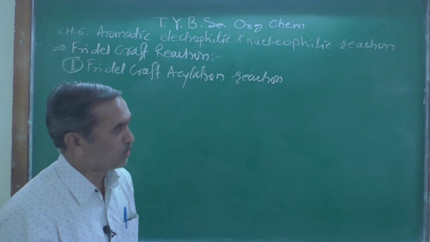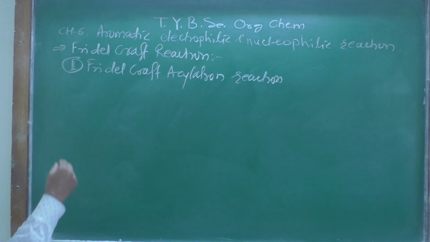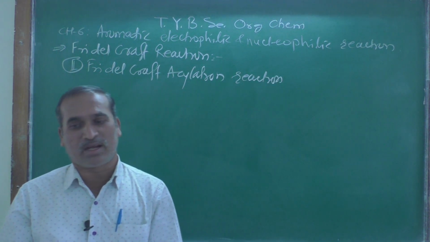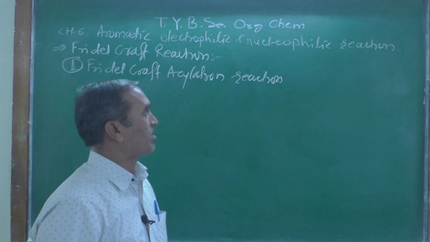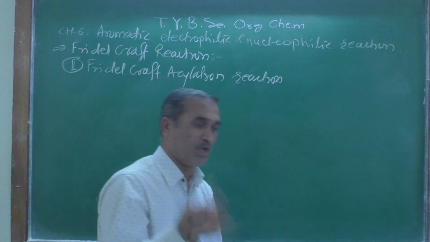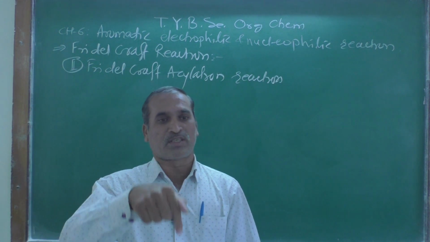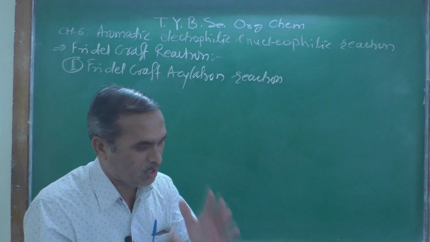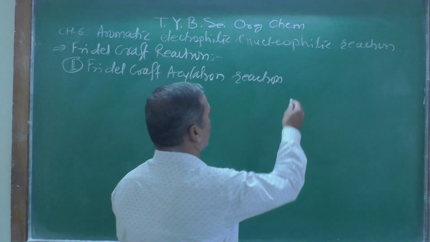Today what are we going to learn? Today we are going to learn about the second one, which is the Friedel-Crafts acylation reaction. What do you mean by the Friedel-Crafts acylation reaction? Similar to the Friedel-Crafts alkylation reaction, where the alkyl group is introduced into the benzene ring and we get the product, but in this case, acylation means what?